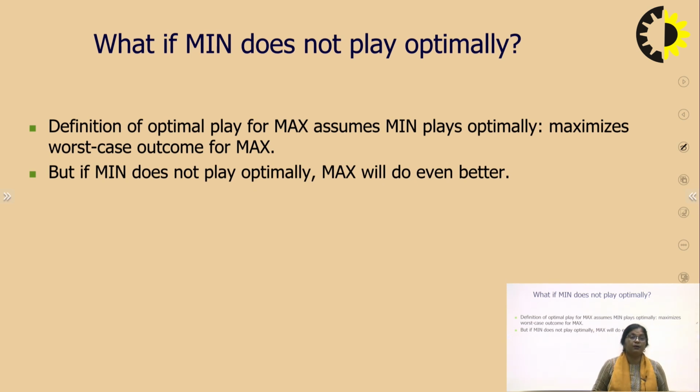It means it will try to negate as much as it can, or it will try to minimize the utility as much as it can. Okay, so this is the worst case. So it is designed for the worst case. So when it is designed for the worst case, naturally if the opponent is not playing optimally, then Max will do even better.